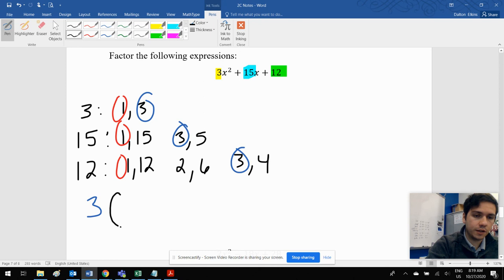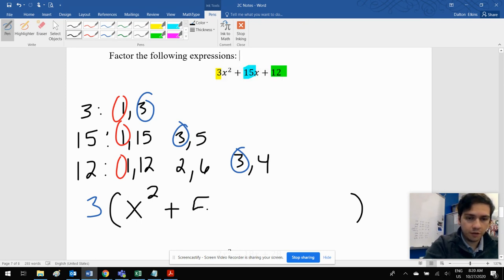So I'm going to remove a 3 from each piece here. When I remove a 3 from the 3x squared, I'm left with 1x squared. But remember, I'm not going to write the 1. When I take out the 3 from the 15x, I'm left with 5x there too. And then when I take the 3 out from the 12, I'm left with 4.